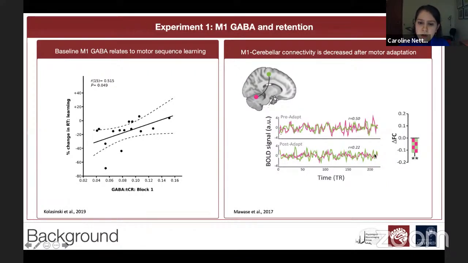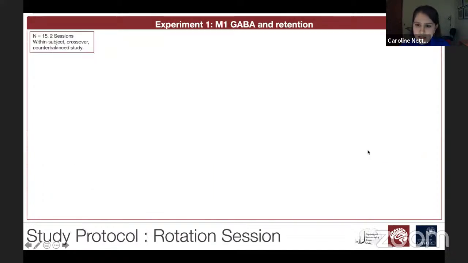So then we also wanted to test whether retention would correlate with the change in connectivity between left M1 and right cerebellum. In order to test this, we had 15 healthy right-handed participants attend 2 MRI sessions where they were either scanned during a rotation task or during a control task. And I'll show you the rotation session first.